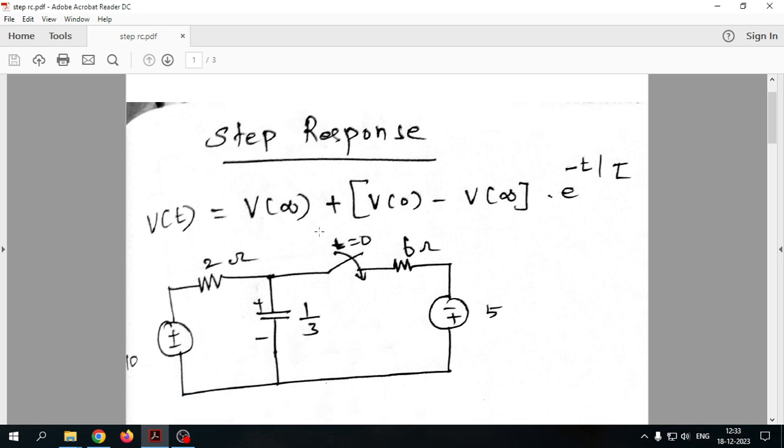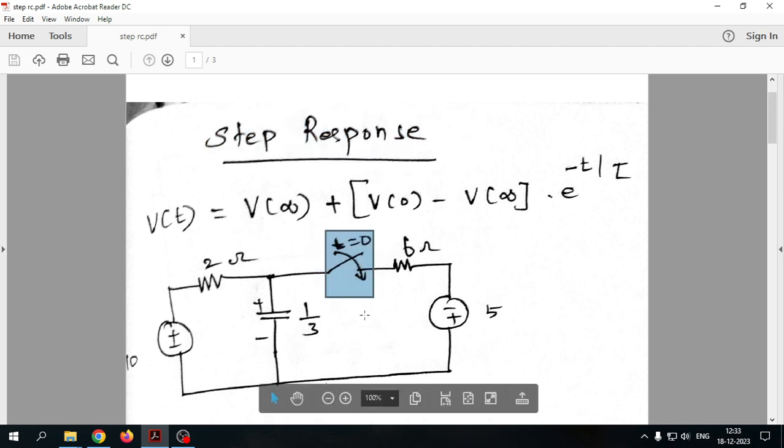Whenever a switch was closed in a source-free circuit, the source was suddenly removed. But in step response, whenever the switch is closed or opened or something else, a source suddenly appears in the circuit. Then how will the response look? That is what we are going to see in the step response. I hope you understood.